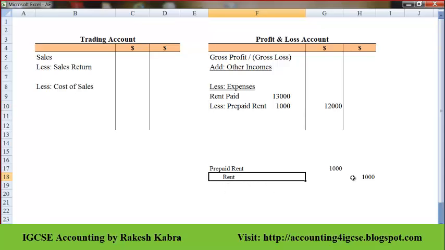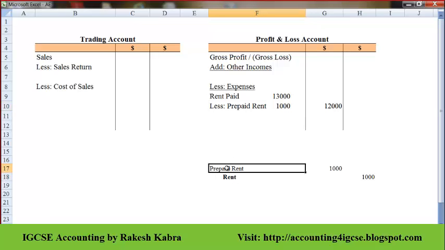Rent account credited, so it means the expense account is credited. It means the expense account is decreasing. We need to decrease the expense, so with $1,000 I need to decrease this expense. And I have to write here for what purpose, what is the reason behind decreasing 1,000. So I have to write prepaid rent. It is prepaid rent. That's why I am reducing 1,000. So I have shown the effect of this item.